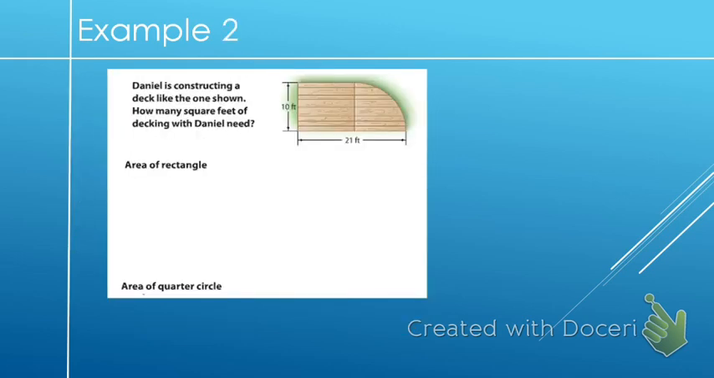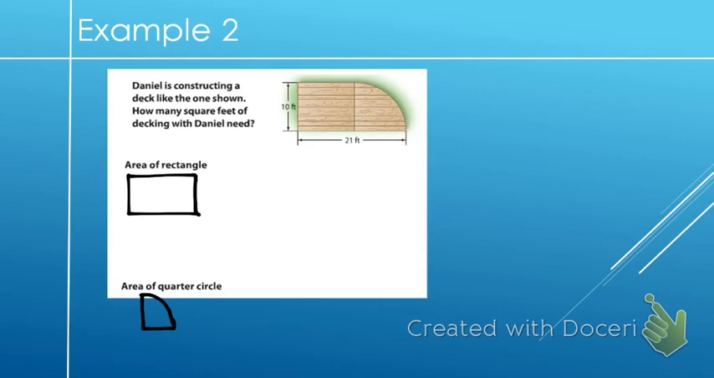Okay, here's example 2. So here we need to distinguish our two shapes. So we have a rectangle and a quarter circle. So I'm going to draw my rectangle. Okay, I'm going to draw my quarter circle. Okay, so then we're going to fill in what we know about the shapes, what they gave us.